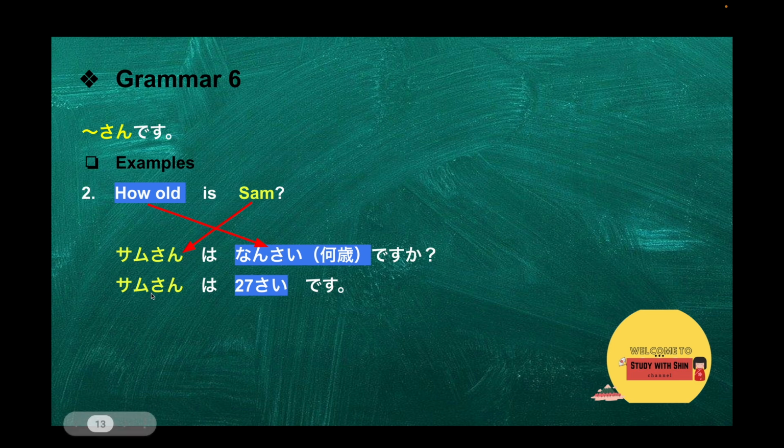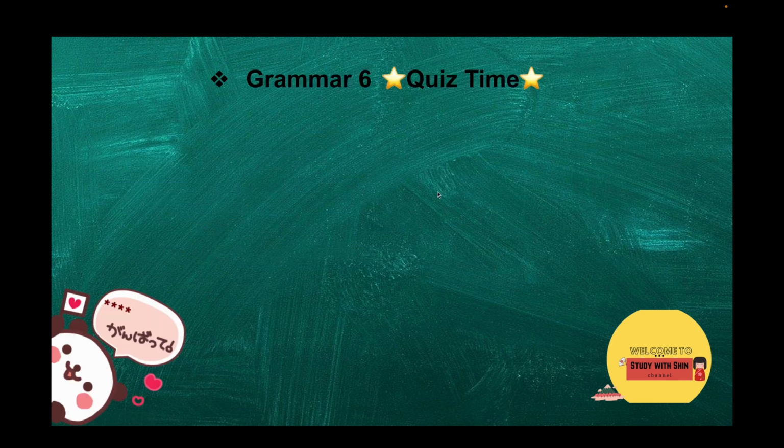Here noun 1 is サムさん and noun 2 is 27歳 and then it is not a question, so you can just say サムさんは27歳です. And then if you want to change it into a question, instead of 27歳 you can remove 27歳 and replace it with 何歳 which means how old, and then just add か. 何歳ですか. サムさんは何歳ですか. I hope this helps.